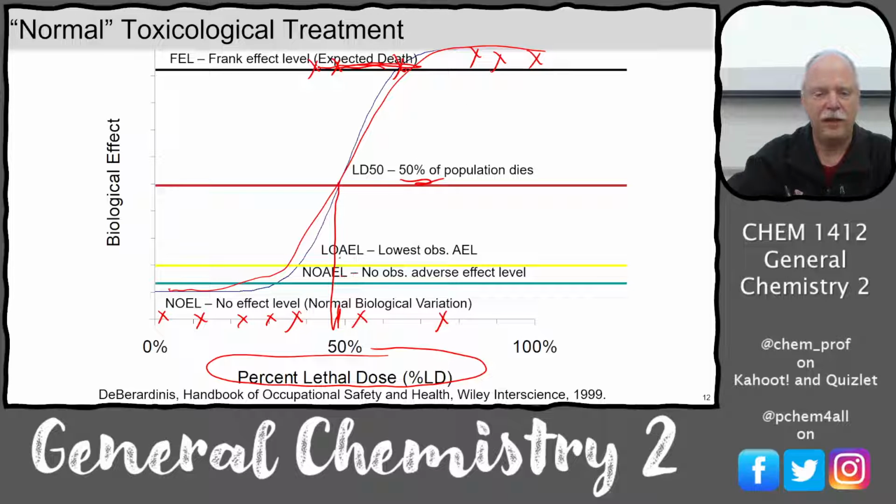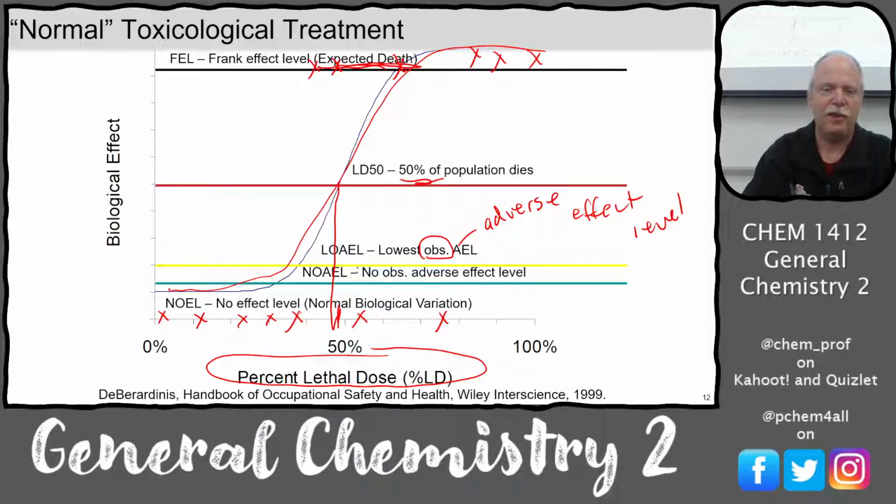Then down here you have the lowest observed AEL, adverse effect level. And then you have this no AEL, so that's no observed adverse effect level. It's probably like 1/3 of the lowest. So you have the lowest observed, and then you probably take 1/3 of that, and then down here you just have no effect at all. So this is the way we treat all of our toxins: water, fentanyl, everything.